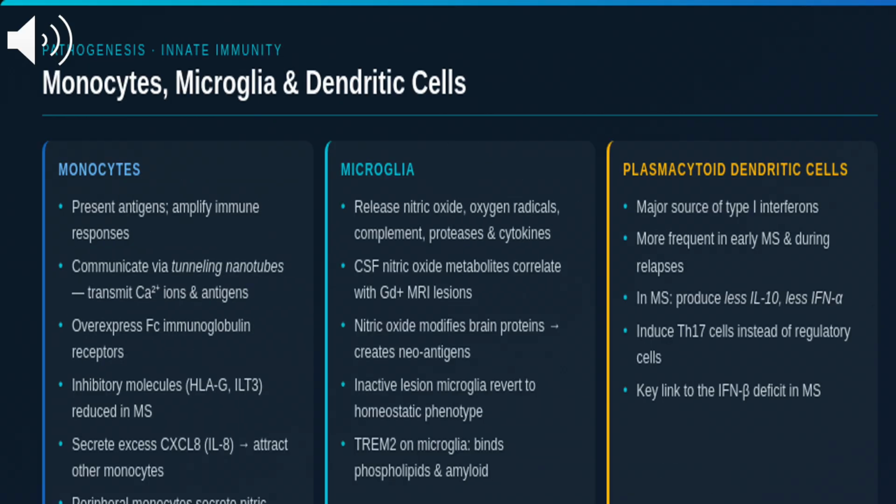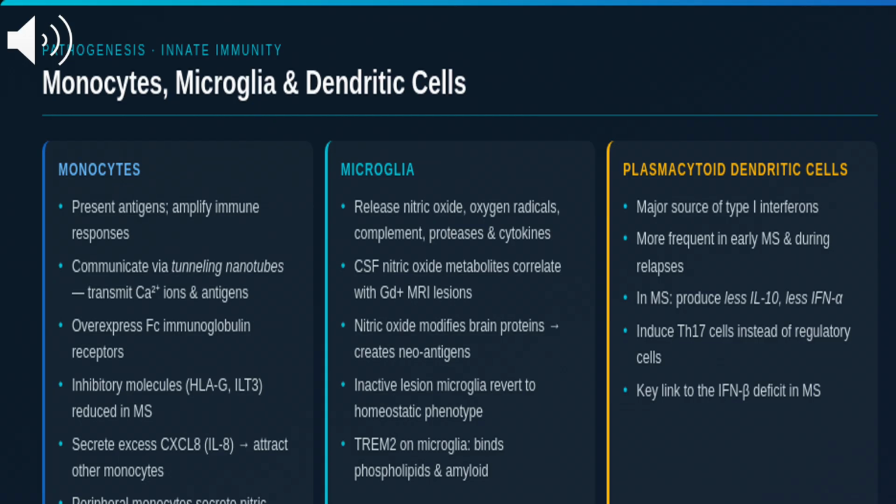The innate immune system, monocytes, microglia, and dendritic cells, plays roles in MS that are both damaging and, in certain contexts, reparative. Let me walk through each. Monocytes are exceptional antigen-presenting cells in MS. They communicate with cells hundreds of microns away through tunneling nanotubes, literal membrane tubes that transmit calcium ions and antigens between cells. They overexpress receptors for immunoglobulins and are activated even by low levels of serum receptor for advanced glycation end products.